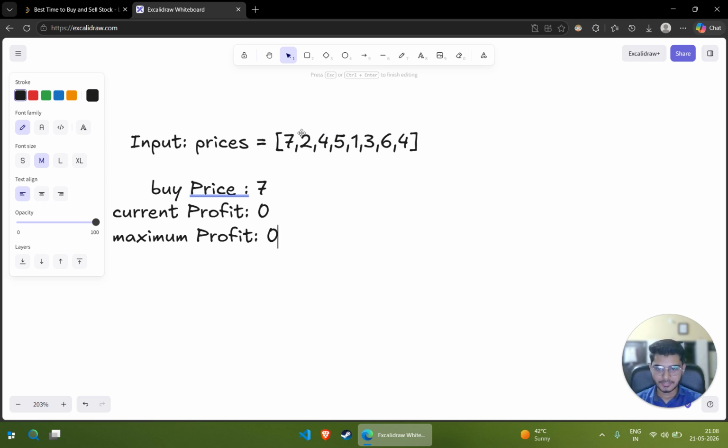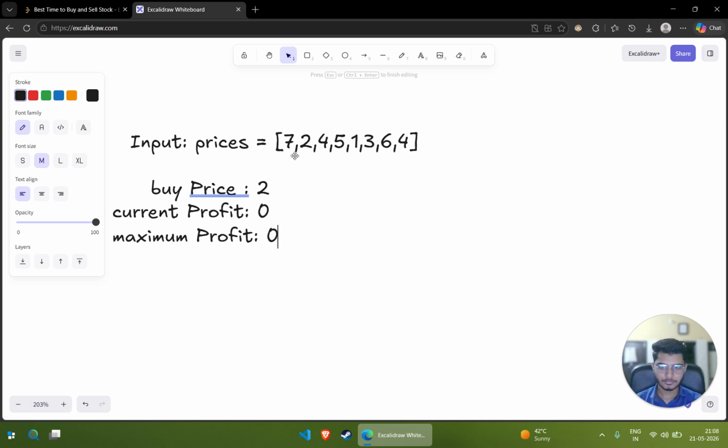You wake up the next day and see the price goes down to 2. You can only update the price if the price is lower. So you take the second element 2, but the current profit is still 0 and the maximum profit is still 0.